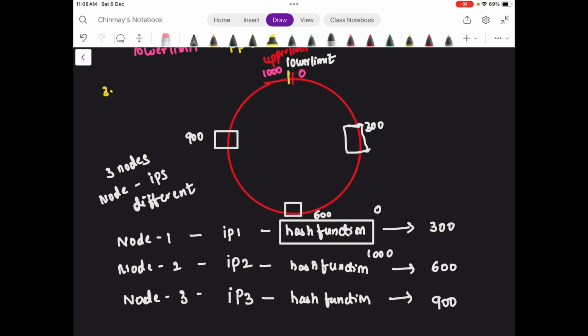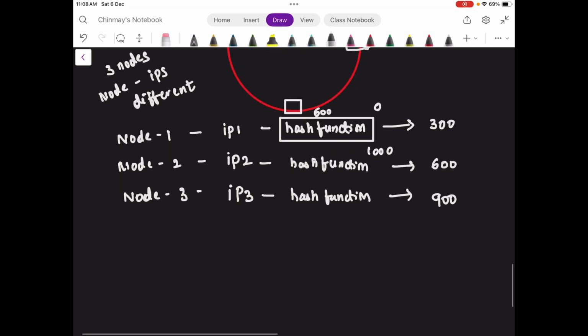The first step in consistent hashing is that we take the hash function, which has a lower limit and an upper limit. The output of a hash function always lies between this lower limit and the upper limit. That is the hash function's nature. First we hash the nodes' IP addresses and get the hash values, and those nodes will be placed in the ring.